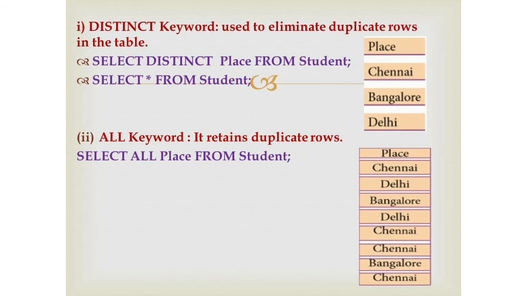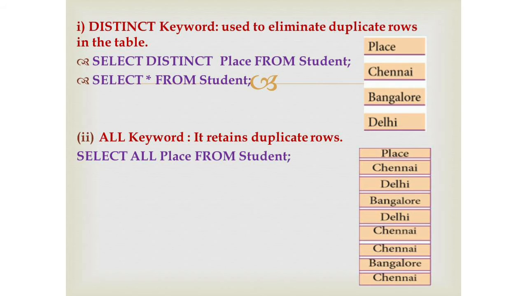Now we will see different keywords which can be used along with the select command. First keyword is the distinct keyword. The distinct keyword is used along with the select command to eliminate the duplicate rows in the table. This helps to eliminate redundant data. If data in a table is repeated thrice or more than once, the distinct keyword will eliminate that and display that particular data only once.